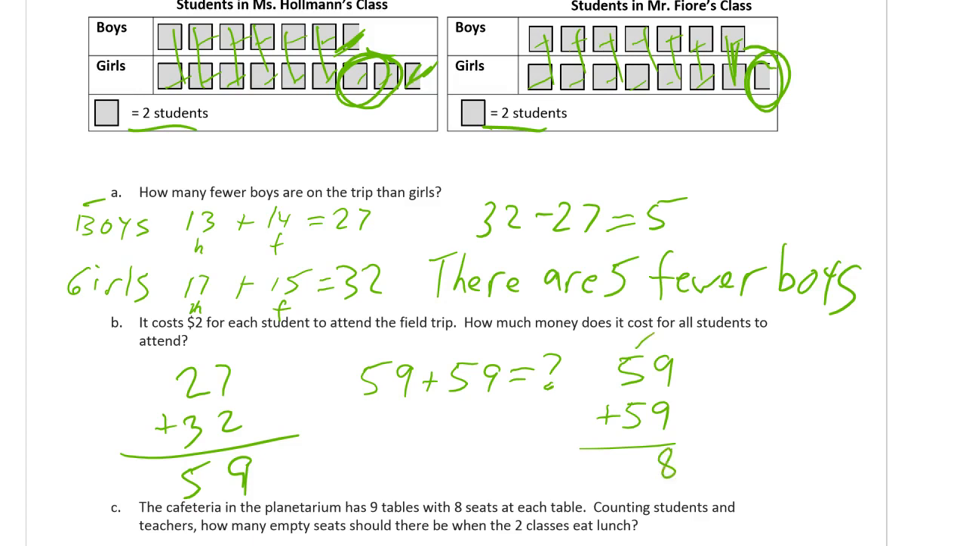18, and mentally there's a better way to do it, because you could really just double 60 and then subtract 2. That's another way to do it. You can do that mentally. 11, 118.